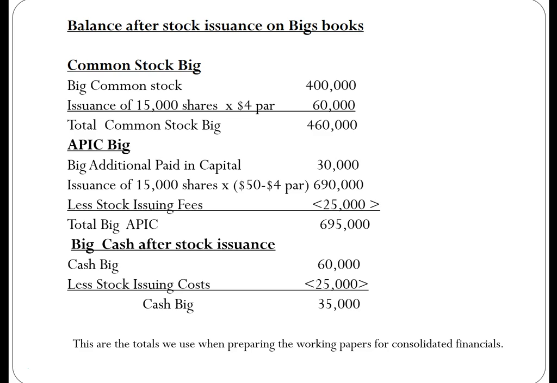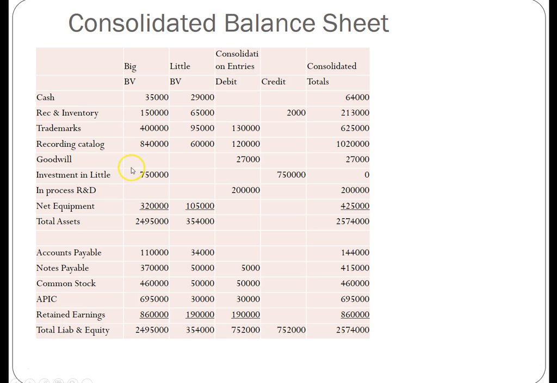Now, these are the totals we use when preparing the working papers for consolidated financials or trying to figure out the ending balances. So if part of your homework is figuring out the ending balances, please make sure you take into consideration the effects of issuing the stock by the parent. All right, this is what we would call working papers because we don't make these entries on the books of the parent. Instead, we set up working papers and we show Big's book value after the issuing of stock.